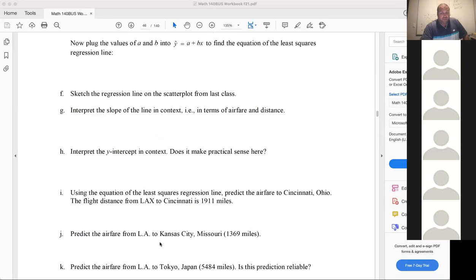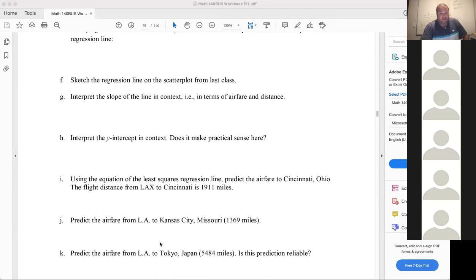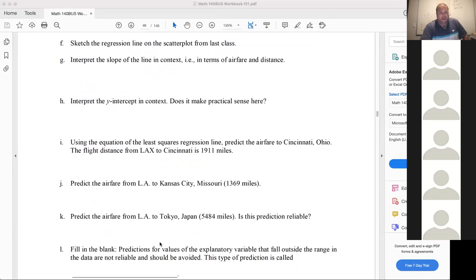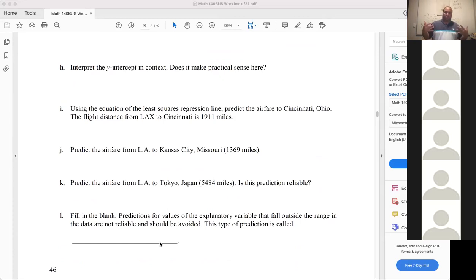And we already did part G. And we already did part H. So now finally, why do we actually compute this best fit line? What's the point? So this is question I. Using the equation of the least squares regression line, predict the airfare to Ohio, where the distance is 1911 miles. How do I use that line to predict the airfare at 1911 miles?